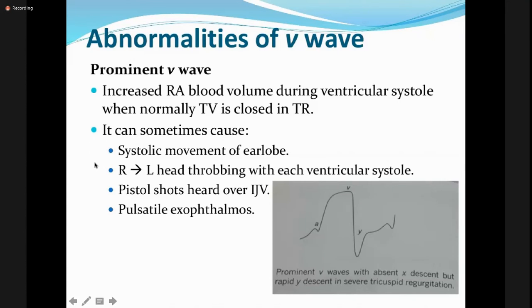Okay, abnormalities of V wave. V wave is formed due to atrial filling. Any condition that produces increased blood volume in the RA may lead to a prominent V wave. What are the conditions? Tricuspid regurgitation. So in case of tricuspid regurgitation, X descent is not found, but there would be a prominent V wave.